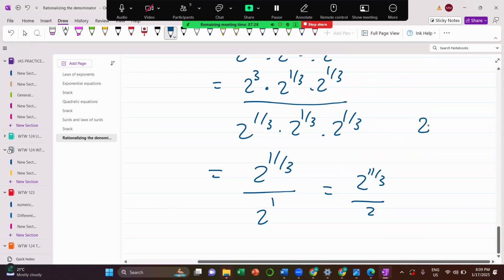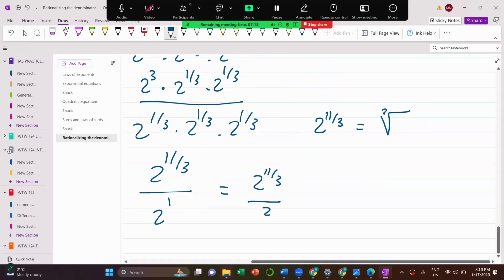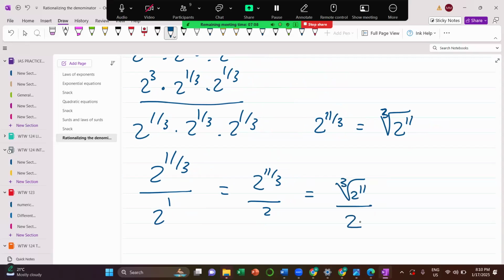But I know that 2 to the exponent of 11 over 3, I just look at the denominator. The denominator is going to tell me which root I am taking. So I'm taking the cube root of 2 to the exponent of 11, so I'm going to have cube root of 2 to the exponent of 11 all over 2. It's the same as me saying that I have 2 to the exponent of 1 over 2. I see the denominator, so I know that I'm going to have the square root now, but of 2 to the exponent of 1. You understand me turning back and forth?